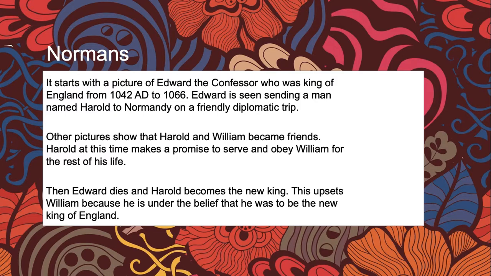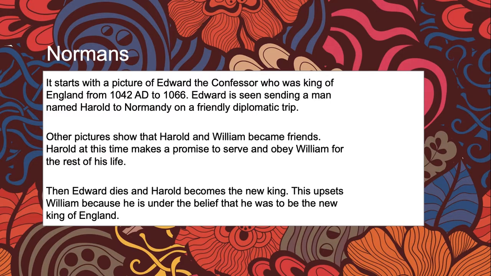says to his friend Harold, okay, I want you to go over to France. I want you to become friends with this guy named William. And so that's exactly what Harold does. Harold at this time, though, does make a promise to serve and obey William for the rest of his life. Then Edward dies, and Harold becomes the new king.